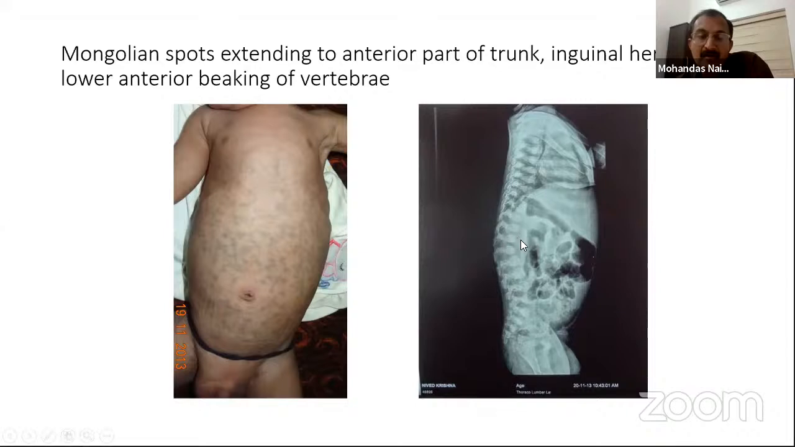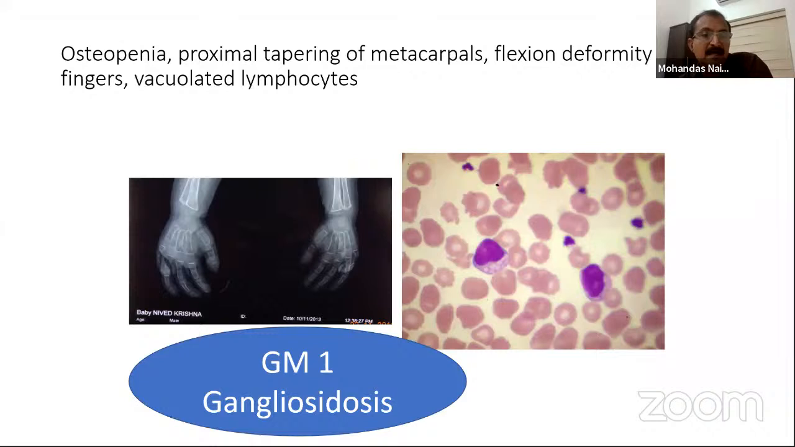L1 anterior beaking, and osteopenia, proximal tapering of the metacarpals, as we discussed in the previous case, flexion deformity of the fingers, and vacuolation of the lymphocytes. All these features are suggestive of GM1 gangliosidosis.